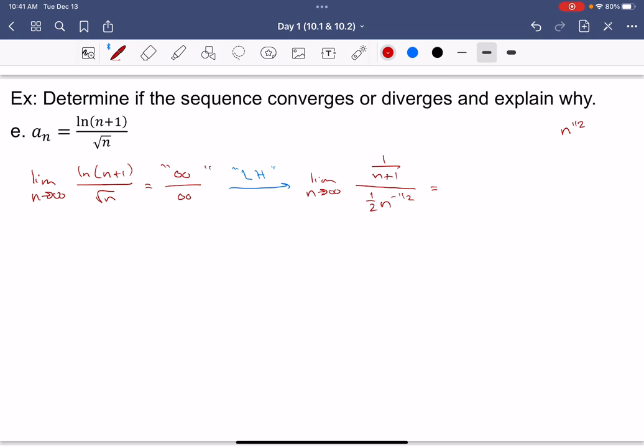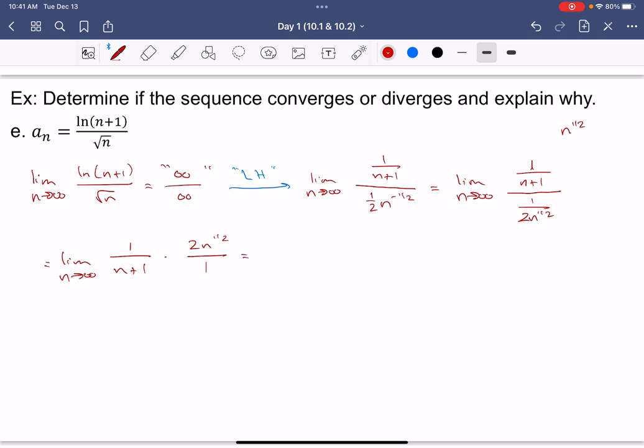I'm going to clean this up a little bit to make my life a little easier. So I'm going to write this as the limit as n approaches infinity of 1 over n plus 1 divided by 1 over 2 n to the 1/2. I'm just going to move the negative exponent on the bottom. I'm doing that because now that I have a fraction divided by a fraction, I remember from algebra class that I can do keep, change, flip. And I can leave this as 1 over n plus 1 times the reciprocal of the bottom, which would become 2n to the 1/2 divided by 1.